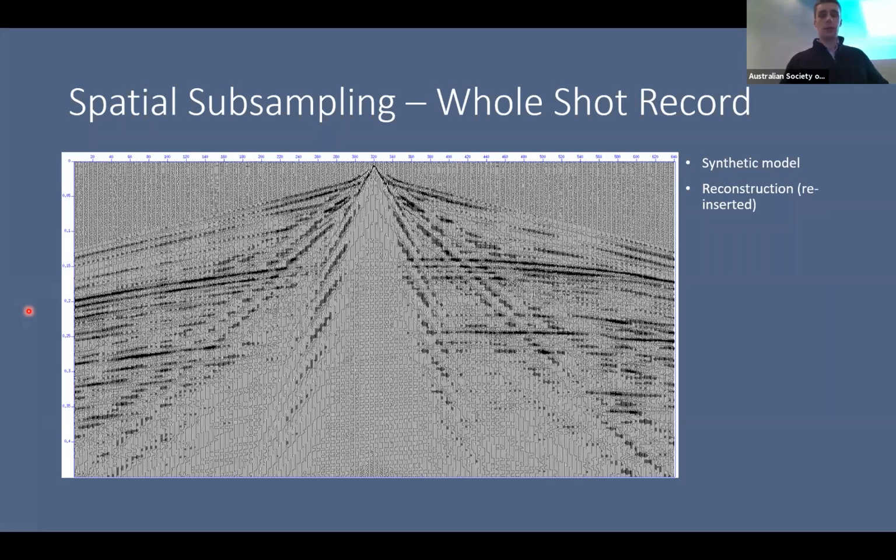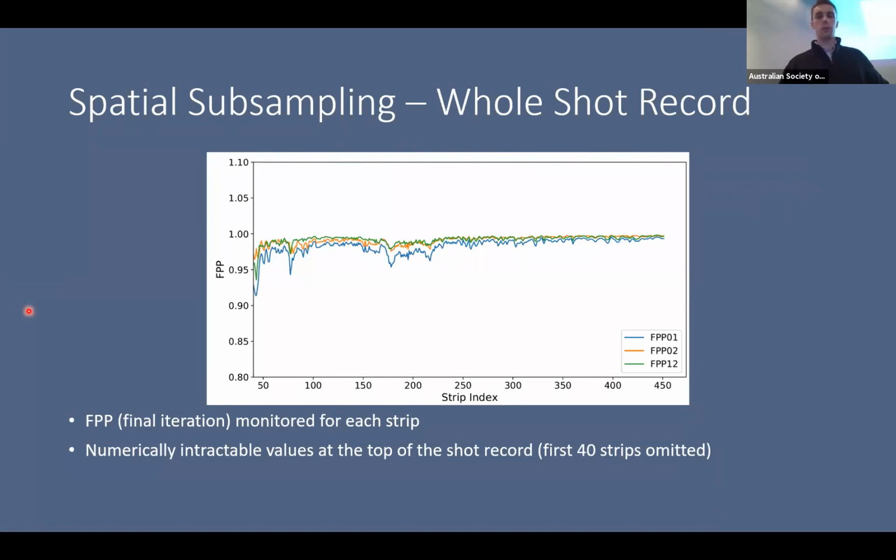One way that we tried to monitor the performance of it was to, again, use the FPP, but we just monitored the final FPP, however many iterations it took for the given strip, down the shot record. So this is going down the shot record. Towards the top of the shot record, I've actually omitted the first 40 because they were numerically intractable. But as you go down the shot record, different strips will perform better or worse, depending on the frequency content that is in there.